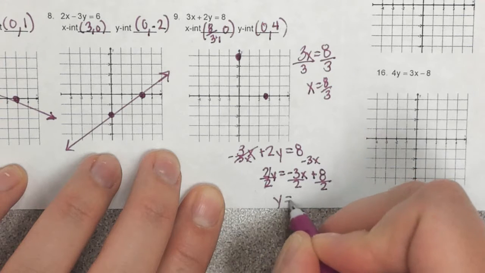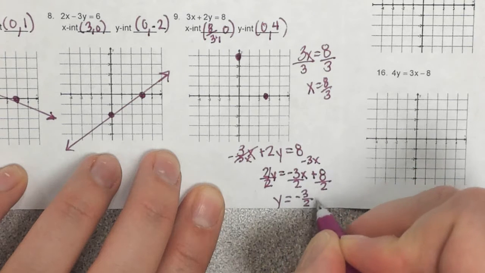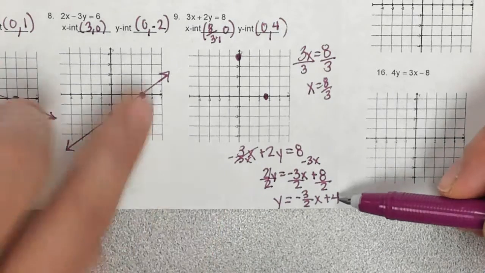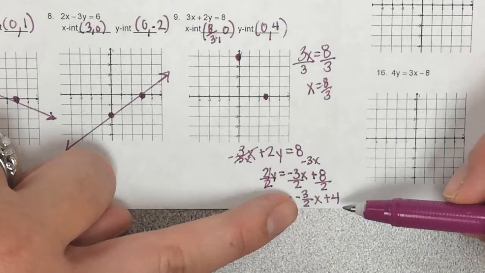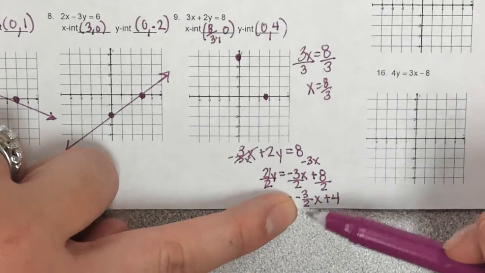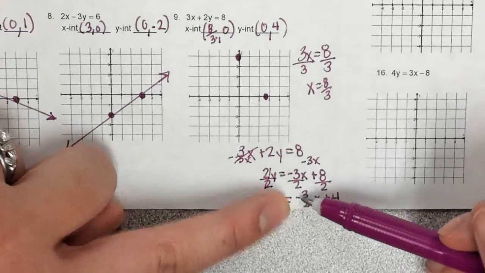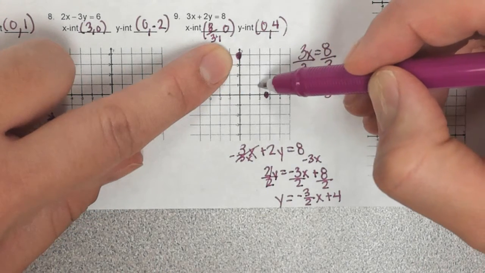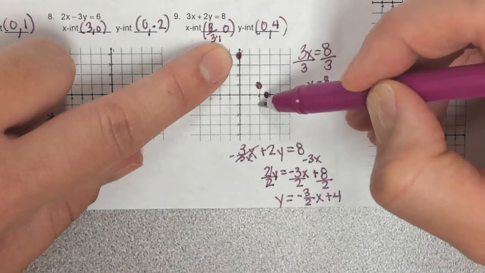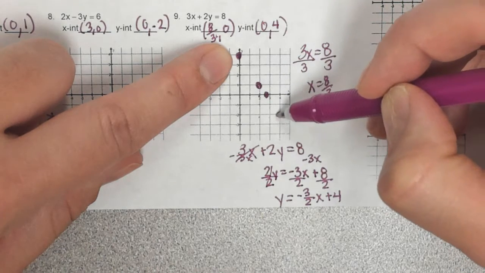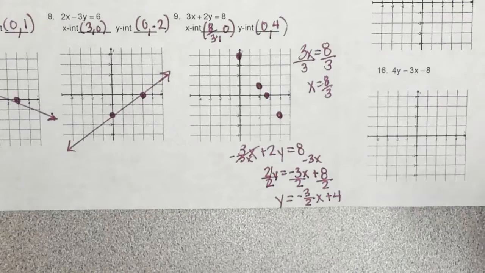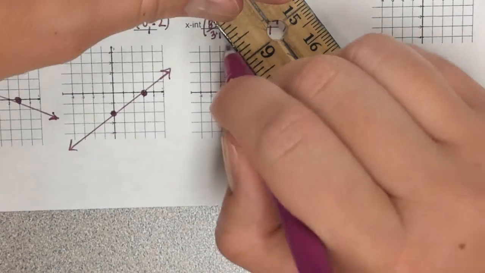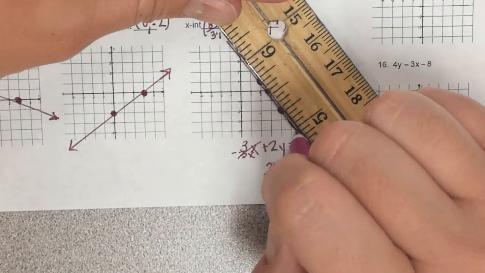So y equals negative 3 over 2x plus 4. And look, there's our y-intercept of 4. But now this gives us a slope, something we can actually count, right? So if we were to graph it this way, this would be down 3, right 2, point. Down 3, right 2. And that does kind of put our x-intercept in the right place, doesn't it?